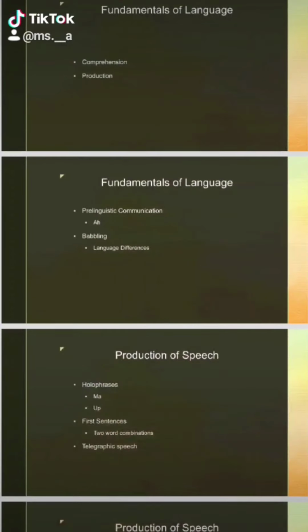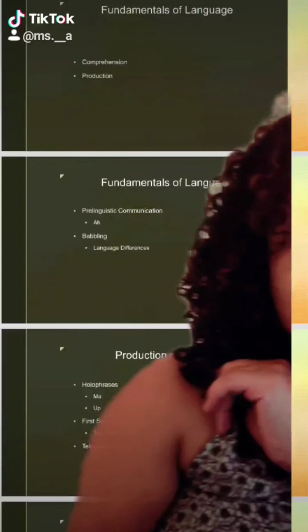Okay, so let's cover the other types of language. So the next one that we're going to talk about is holophrases. So this is when a child says one word like ma or up, and you know from experience and context that in that situation, ma means come pick me up or come cuddle me. And then up doesn't mean they want you to look up, right? They want you to pick them up.